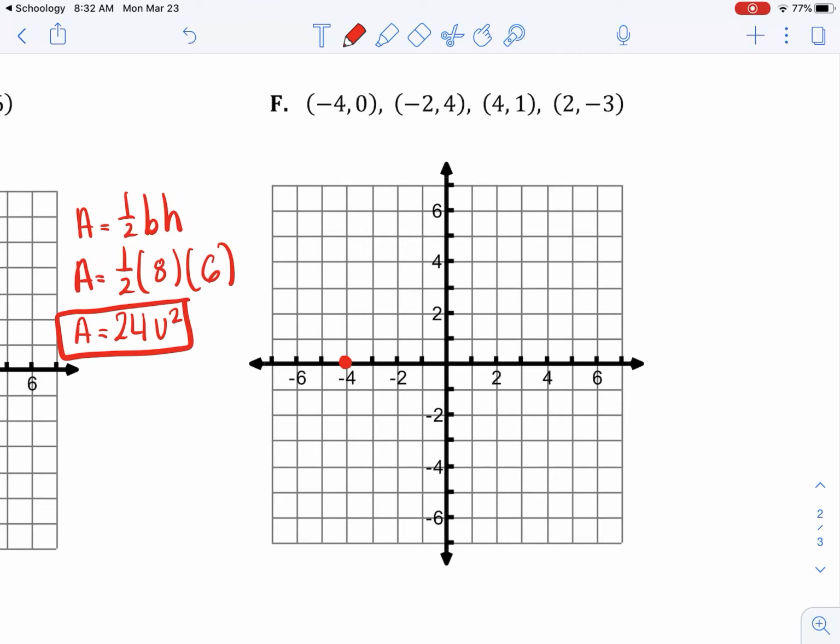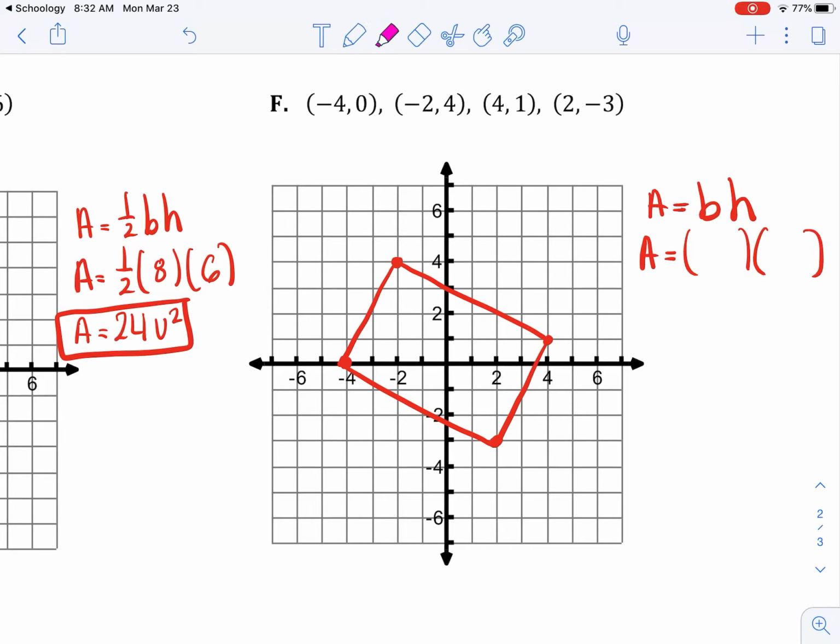Okay, the very last one. -4, 0, -2, +4, 4, 1, 2, -3. All right, we have a rectangle. Area equals base times height. Area equals, leave a space for base, leave a space for height.